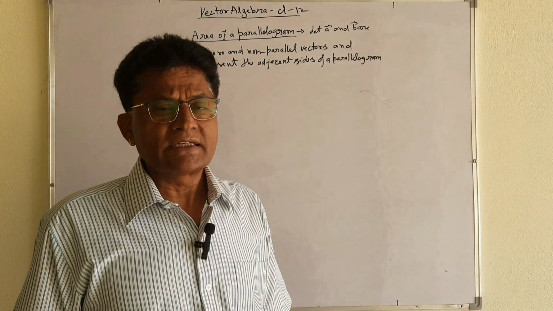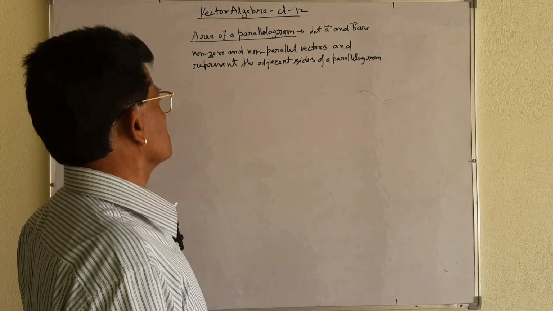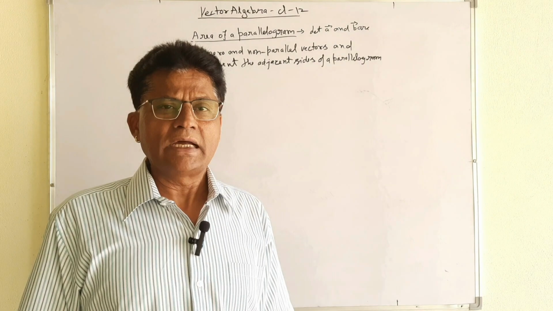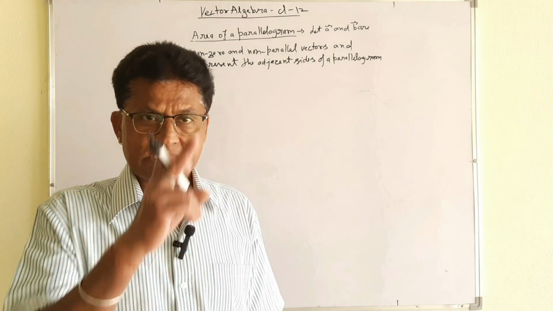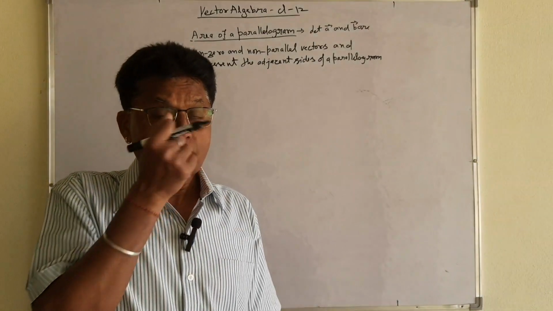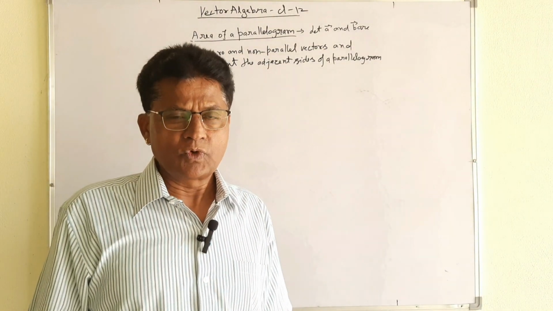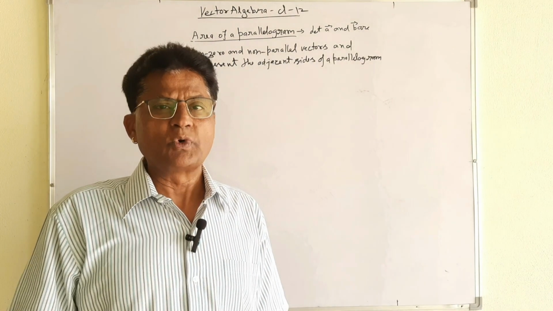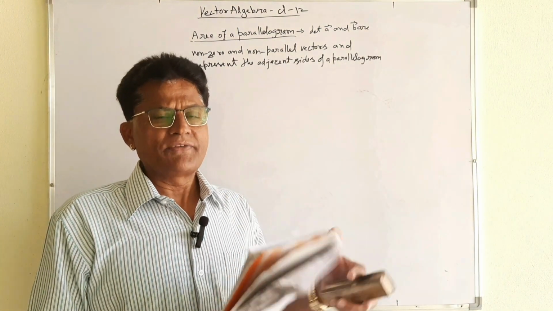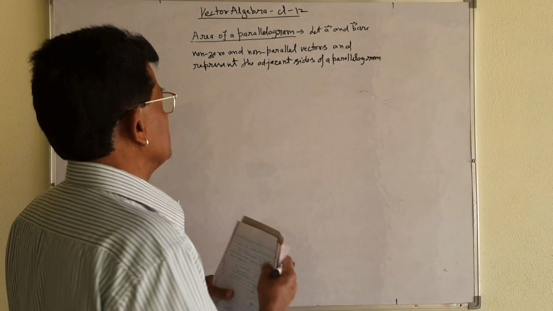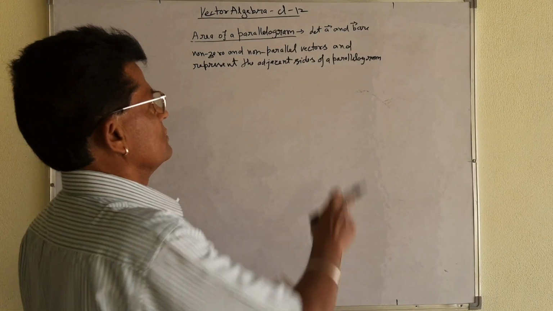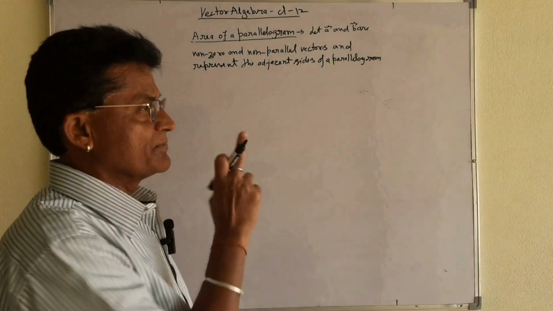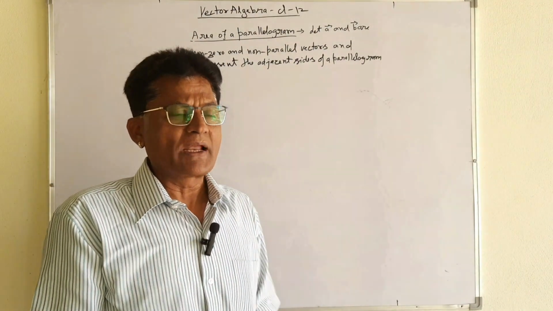Okay, let me discuss first of all how to find the area of the parallelogram when two adjacent sides, two non-zero vectors, are given, which represent the adjacent sides of a parallelogram. You must keep in mind that the initial point should be the same for both the vectors. That is why I have taken the two vectors A and B, non-zero vectors and non-parallel vectors.